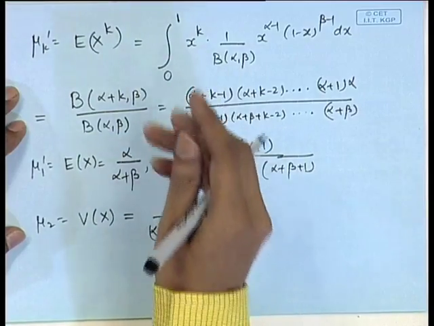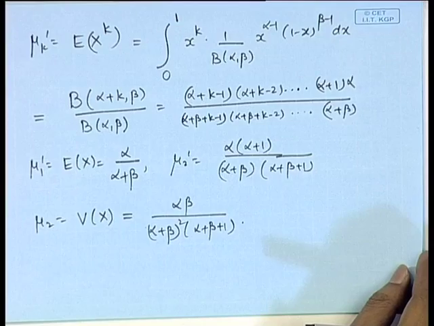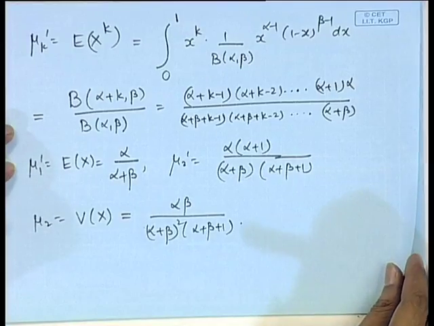Of course, the third and fourth moments will decide the symmetry and the kurtosis of this distribution, and we have already exhibited that it will depend upon the values of alpha and beta.